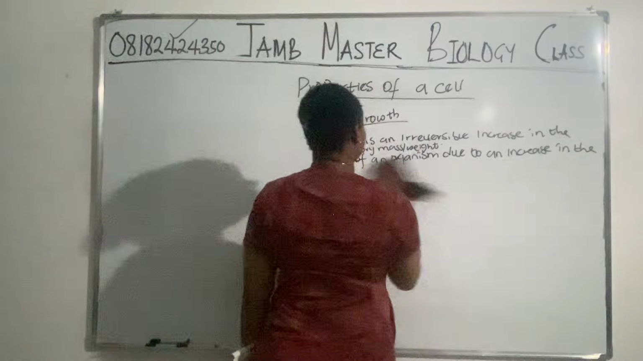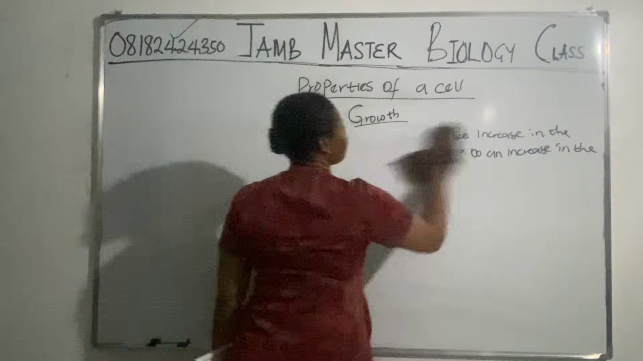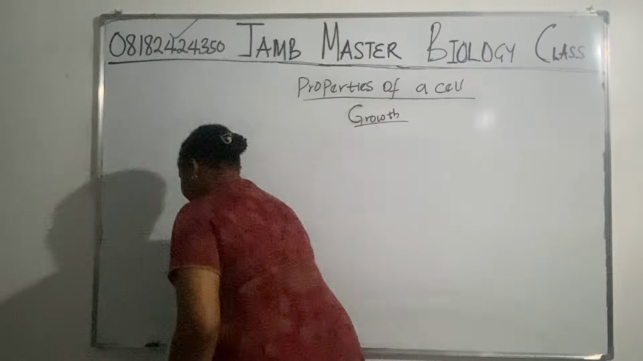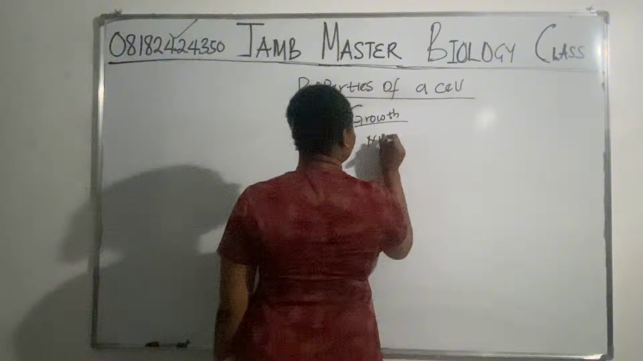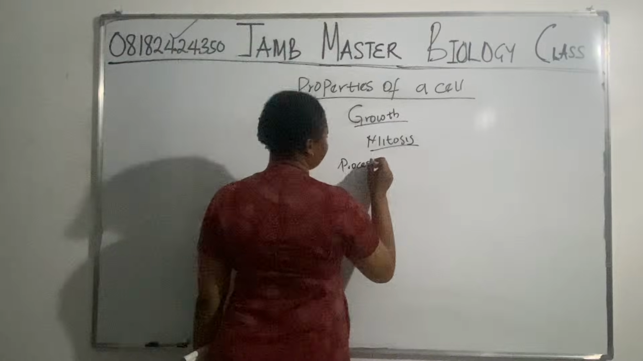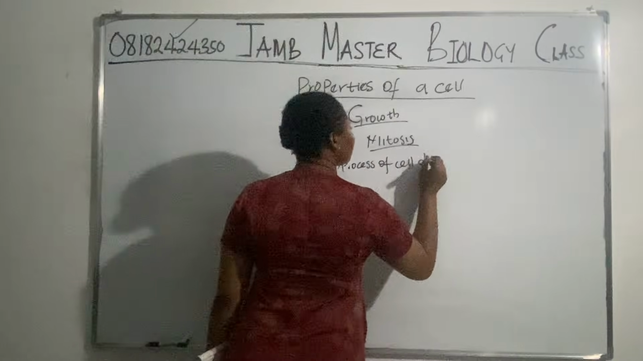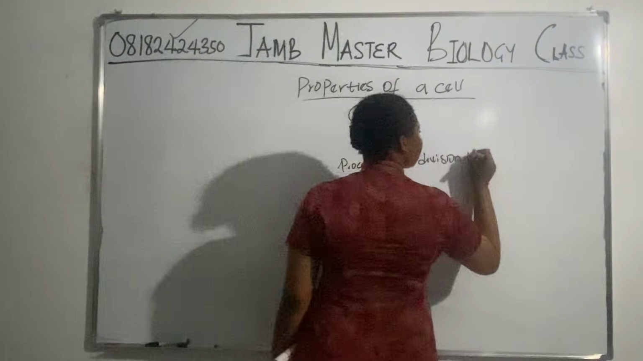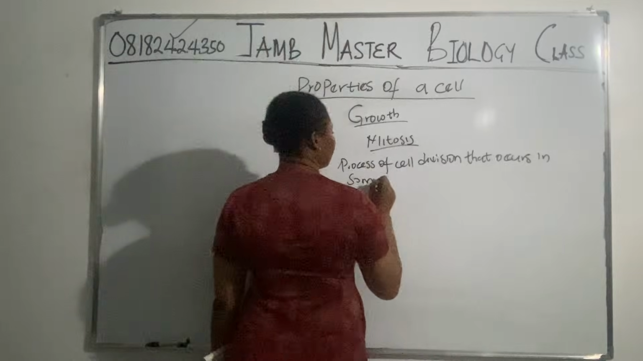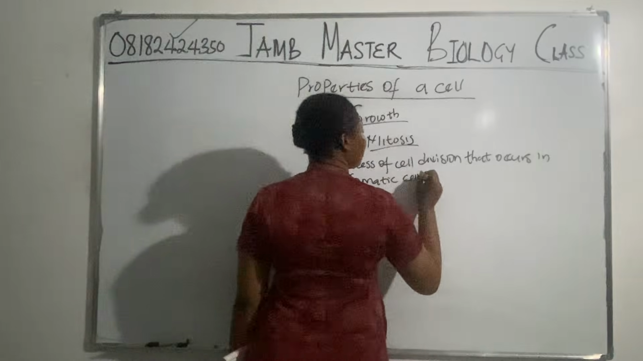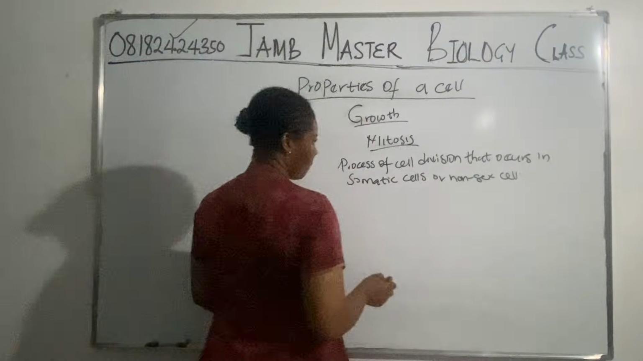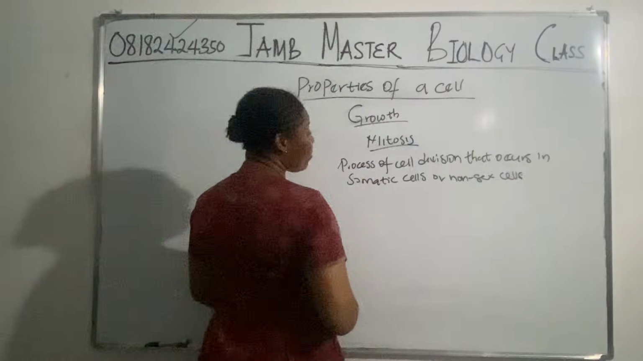So we are going over to mitosis. Mitosis. Mitosis is a process of cell division that occurs in somatic cells or non-sex cells. This is the simplest explanation.